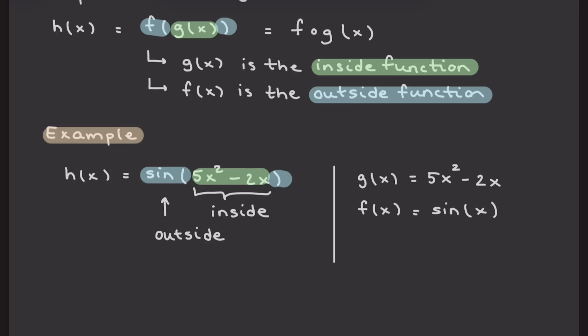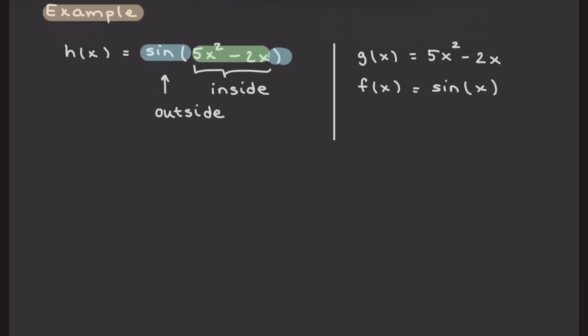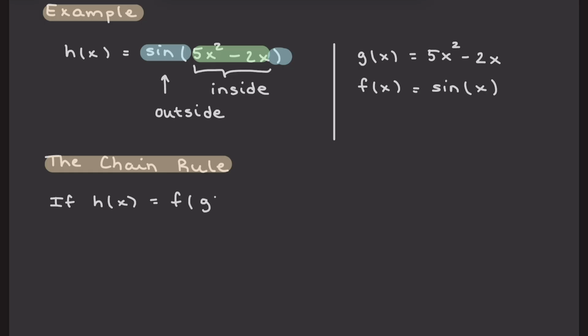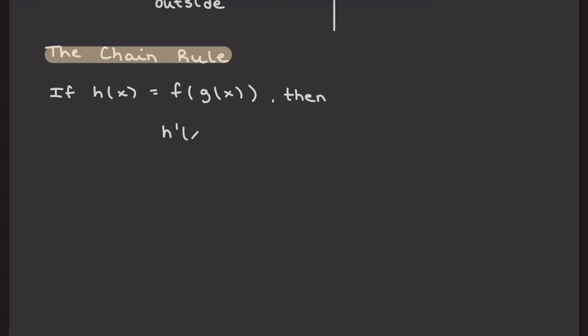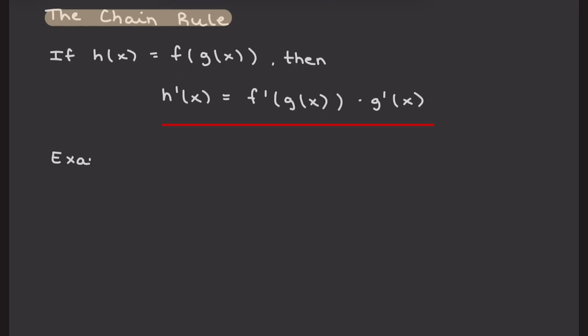Now that we have a better understanding of composite functions, we can actually learn the chain rule. The chain rule states that if we have a composite function, h of x equals f of g of x, then the derivative h prime of x is f prime of g of x times g prime of x. So let's apply it to the example that we have already seen.